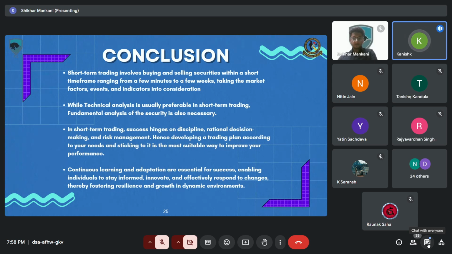Hence, developing a trading plan according to your needs and sticking to it is the most suitable way to improve your performance. Basically, discipline is the key. Whether you want to achieve anything in your life, discipline is the key. Many people become disheartened by losses in the short term because they look at the market as a way to make easy money, and there is no easy money.